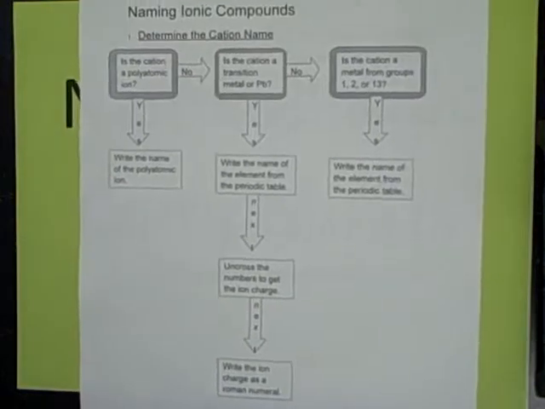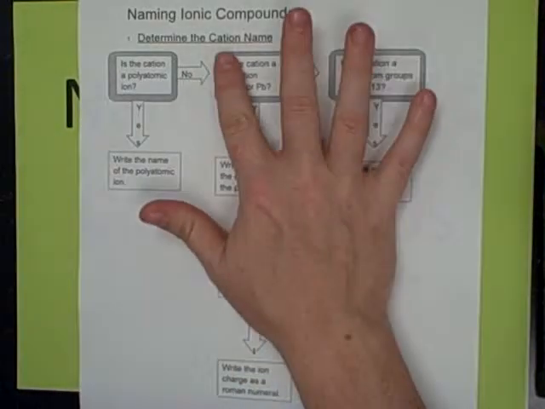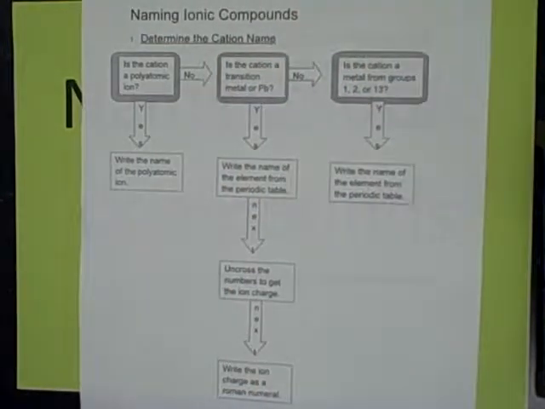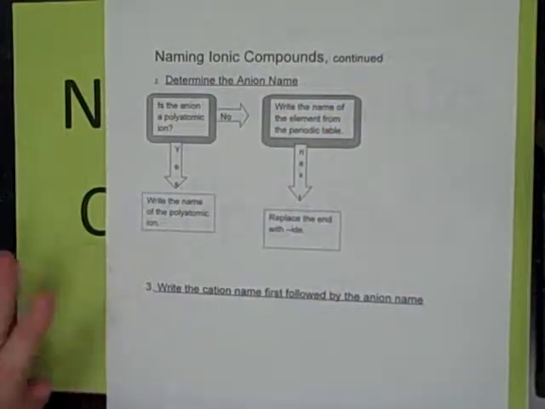We're going to use this chart right here. This chart is for naming an ionic compound, and the first side is for figuring out the name of the cation, the positive ion, or the first name of your compound. And then the second side is for figuring out the name of the anion, the last name of your compound.